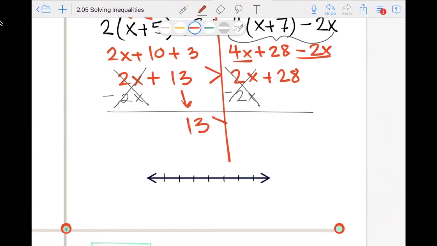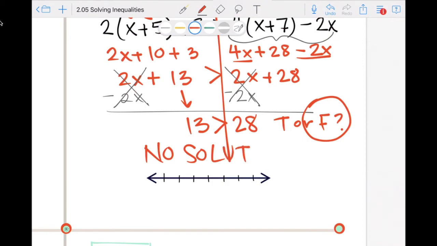We're going to bring down what's left, and we're left with 13 is greater than 28. You want to ask yourself, is that true or is that false? That is false. Because that is a false statement, that means that this inequality has no solution. So no, you can't graph it on a number line because there's no solution. And for interval, we can't really say an interval. We can say that there's an empty set. That's sometimes what you'll hear.